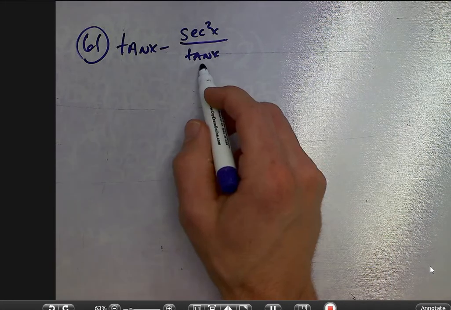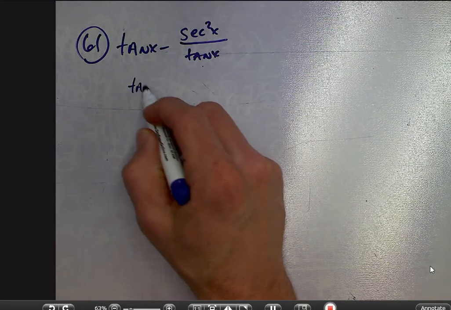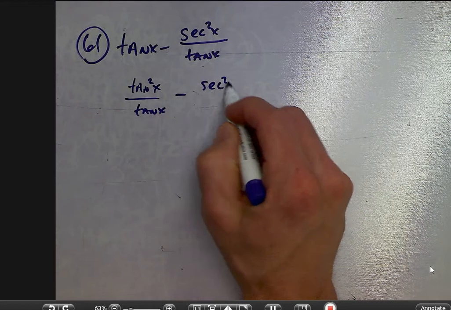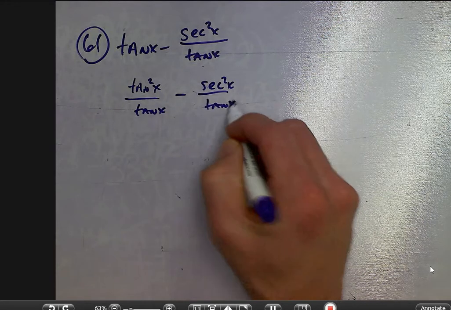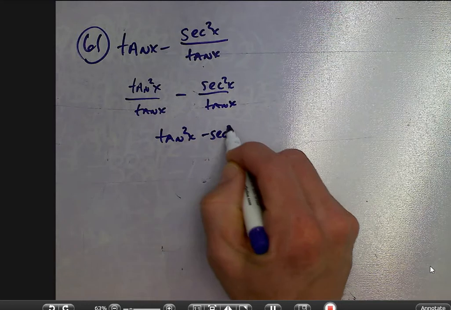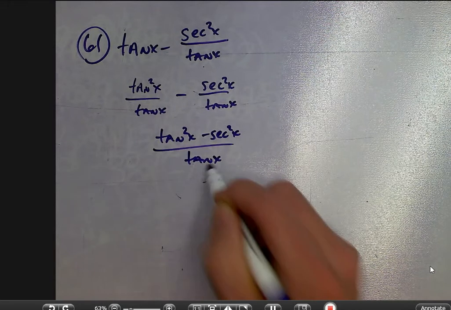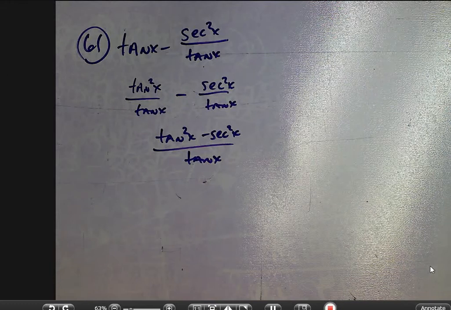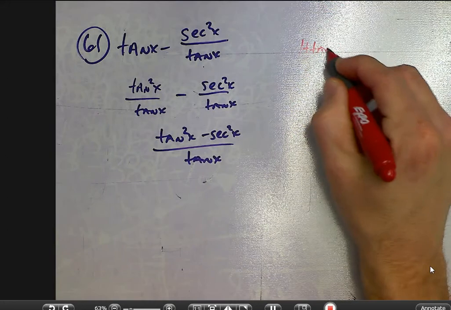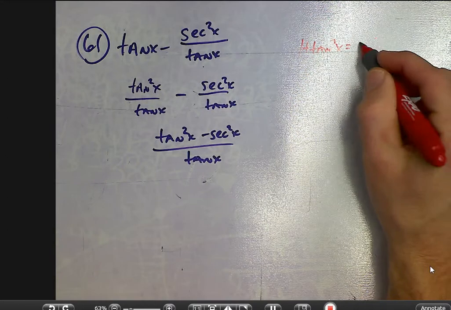So it makes this tangent squared x over tangent of x minus secant squared x over tangent of x. And when I put it together, tangent squared x minus secant squared x over tangent of x. Well, there is a Pythagorean identity that has secant squared and tangent squared in it. And that identity states here in red that 1 plus tangent squared of x is equal to the secant squared of x.